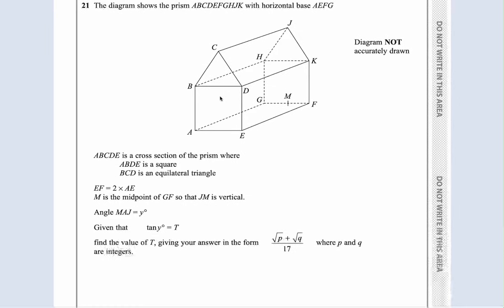ABCD is a cross section of the prism where this is a square and this is an equilateral triangle. EF is 2 times AE, so this is double this. Maybe we could call this x and this 2x. M is the midpoint of GF, right? JM is vertical, that's fine.